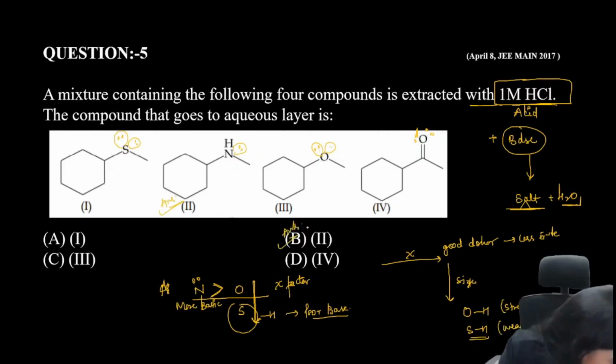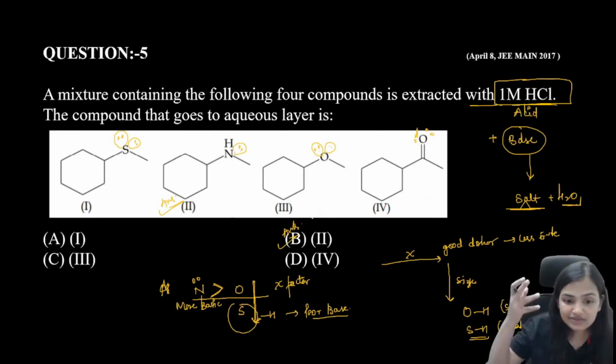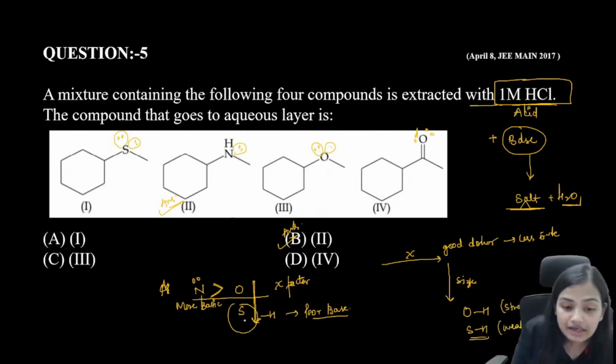Isn't it? Hi Shreya, Vansh. Understood, Vansh? Why is sulfur not a good base? Because as we go down the group, sulfur will not be able to accept the proton as strongly. Because as the size increases, in the case of sulfur we have a 3p orbital and here we have a 2p orbital, so the overlap becomes weaker. That's the reason.